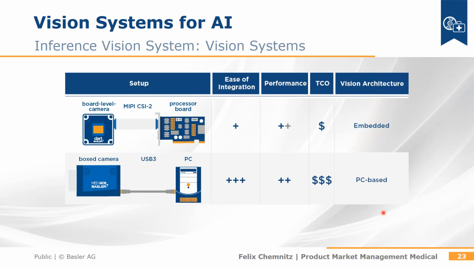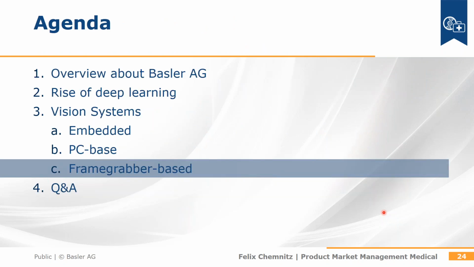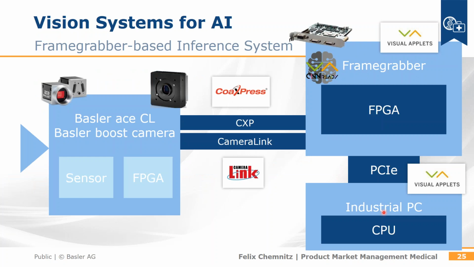Good. So I think this was the overview about the PC system itself. And so we will quickly move on to the frame grabber based vision systems. And in this case, there's also availability of Basler cameras for this kind of system. So this would be a camera with the Camera Link interface, or with the new CoaXPress interface, so CXP12, which gives you the ability to get a tremendous amount of data through this interface.